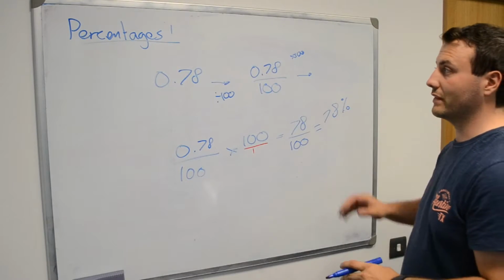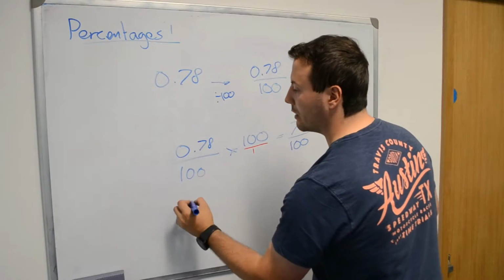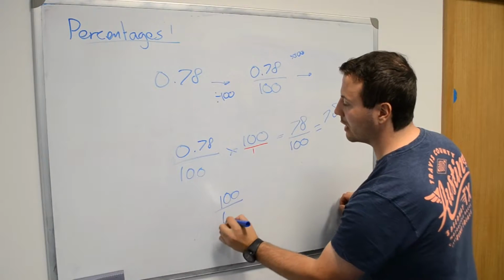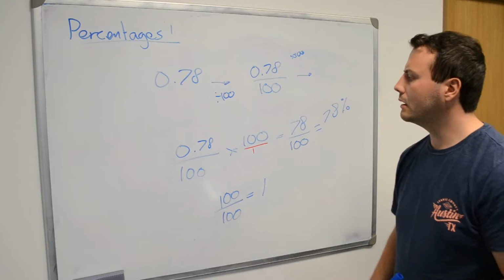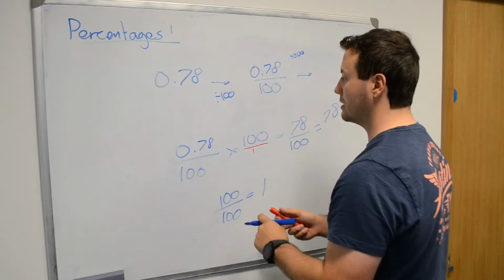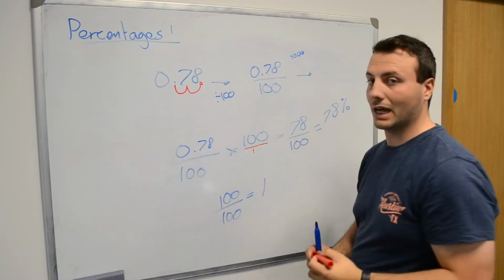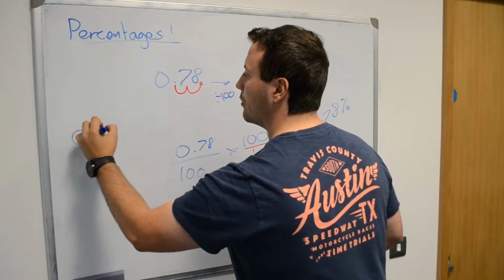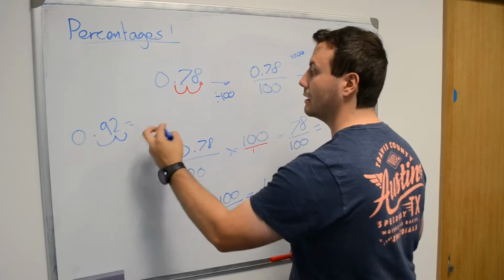So this is the long process of it, but the shorthand, once you see the pattern, is that 100% is 100 over 100, or the number 1. So when you see 0.78, the trick is, you take the decimal point, and you put it 2 places to the right, and then add your percentage sign. So if we took 0.92, just move the decimal point 2 places to the right, and add a percentage sign.